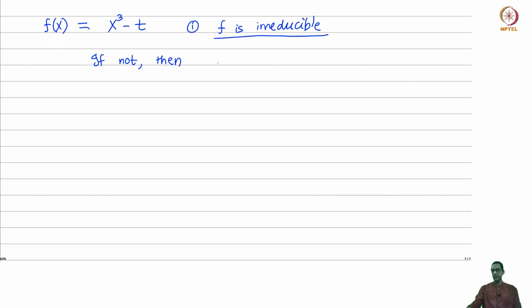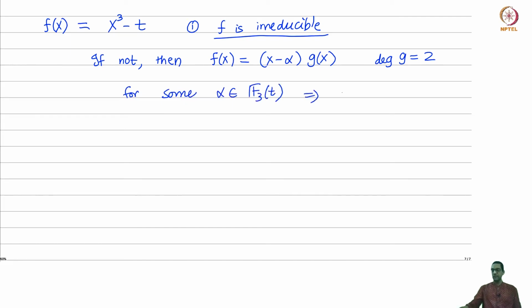So how does f split? Then f splits like this. Let's say f(x) must split as some degree 1 piece times a possibly degree 2 piece. So degree of g is 2, let's say. g may or may not be reducible, but I know for sure there is one linear term. And what is alpha here? For some alpha in the base field. The base field here is F3(t).